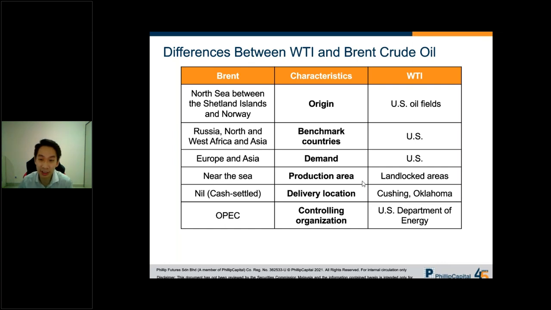But this is a general idea on how, based on the production area, the cost looks like. Okay, then for Brent crude oil, futures are traded on the ICE exchange. Brent crude oil futures actually are mostly traded on the ICE exchange. It's cash settled, so there's no delivery location.